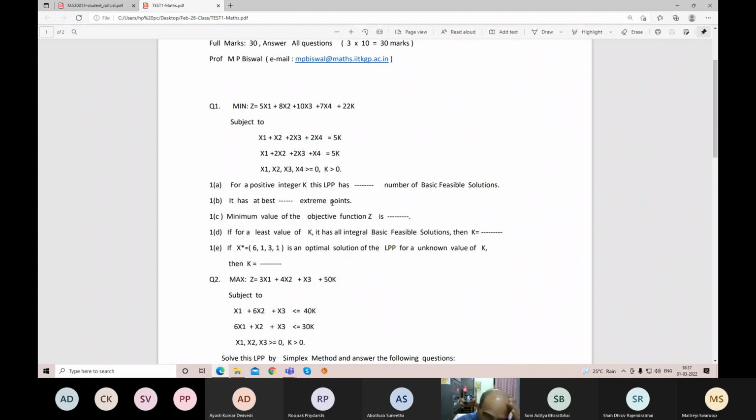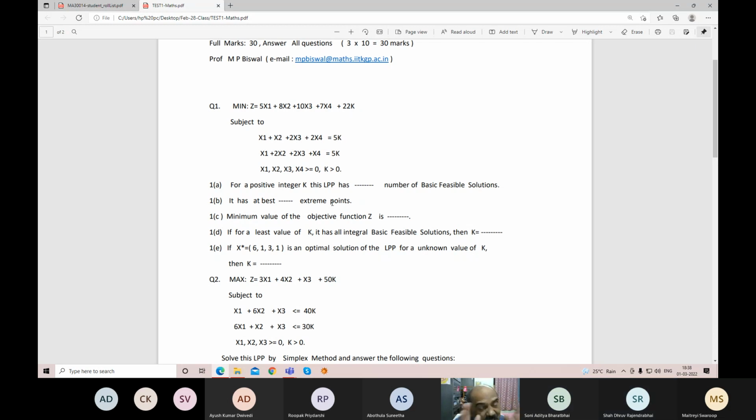What is your answer? Sir, I got infinite in this answer. Infinite how? Sir, we have 4 variables, and which ones are you setting to 0? X2 and X4 are 0, so both equations become identical. X1 plus 2x3 equal to 5k. There are 2 equations. Is it invertible? Both are identical, sir. So it is invertible. No, sir, both are identical, sir.